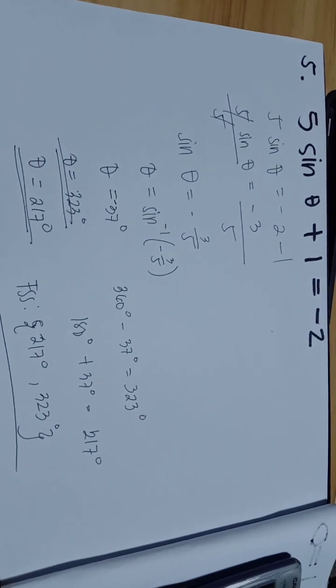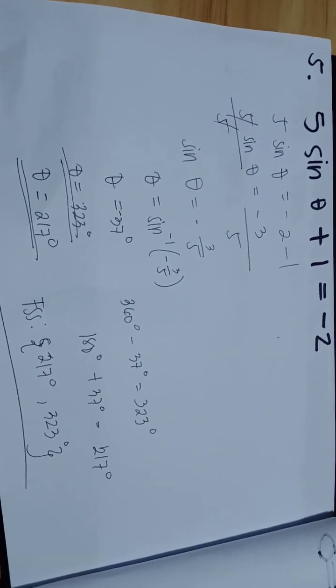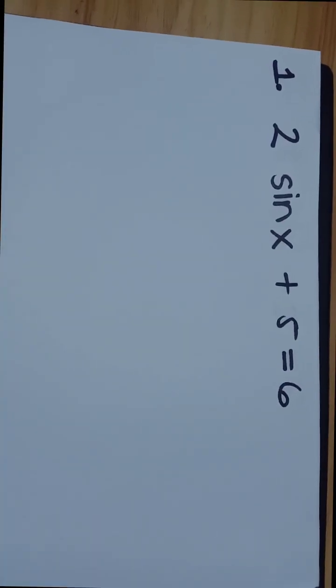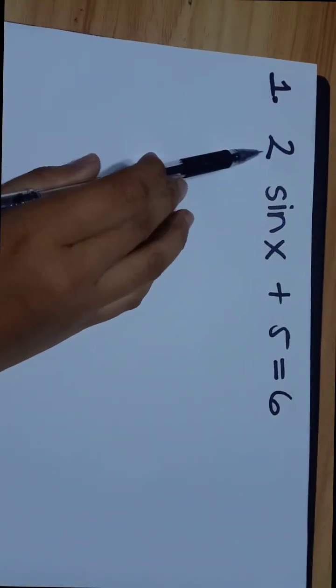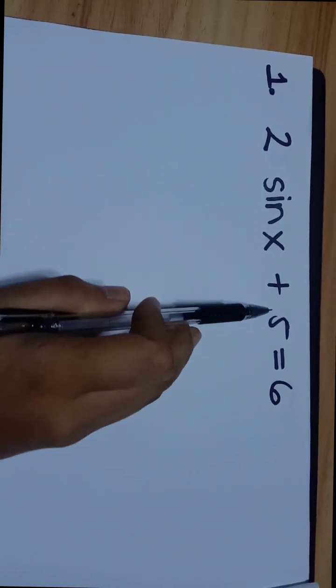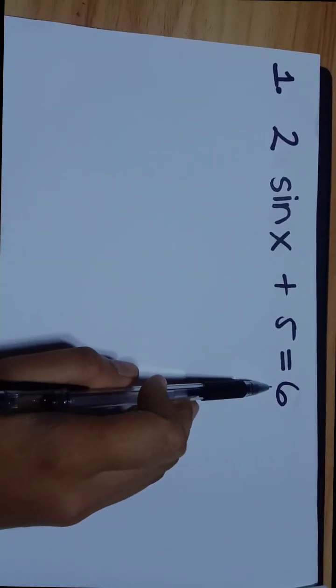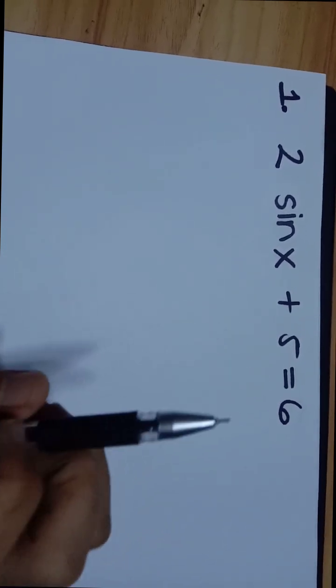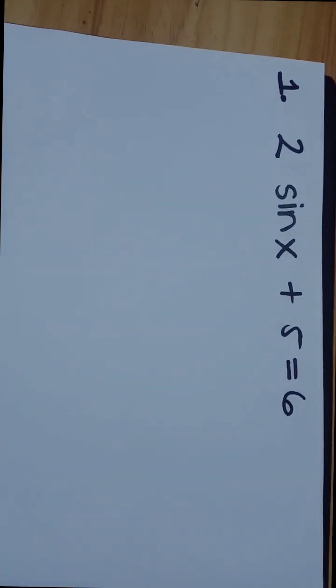Do you master it? Okay, let's have an example. But this time, you'll be the one to answer it and I will provide the answer later. So first is 2 sine x plus 5 equals 6. You have 1 minute or 2 minutes to answer this. Your timer starts now.